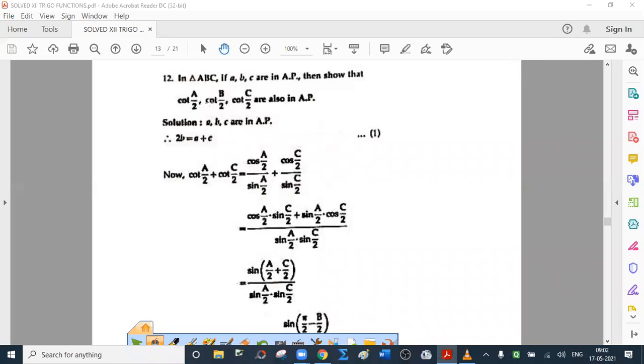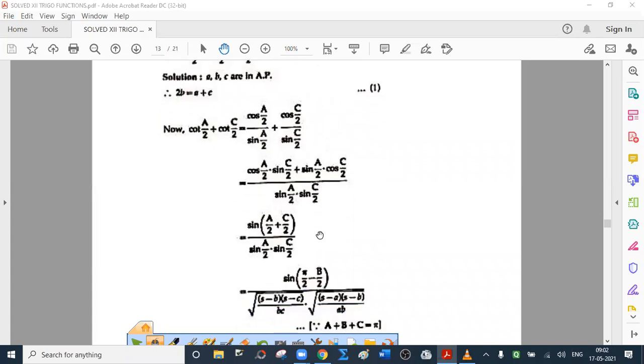I read the sum again. In triangle ABC, if small a, b, c are in arithmetic progression, then show that cot A by 2, cot B by 2, cot C by 2 are also in arithmetic progression. Now a, b, c are in arithmetic progression. So 2b is a plus c. Now cot A by 2 plus cot C by 2. Cot is cos by sine and so on.